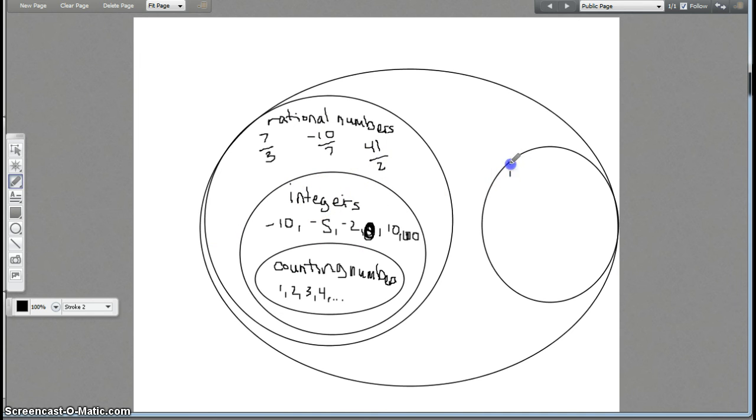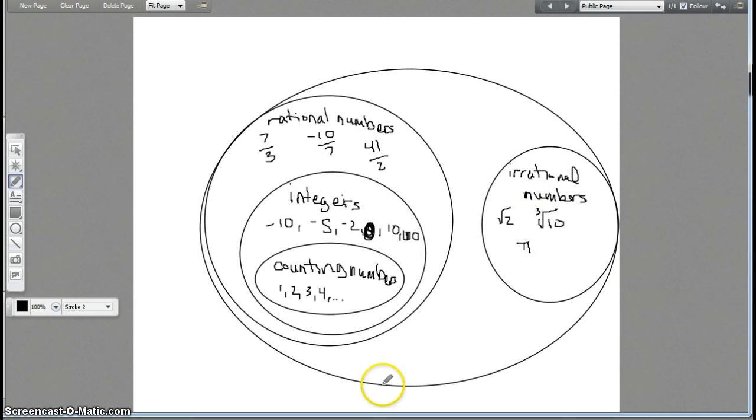Over here in this other circle on the right, we have our irrational numbers. Notice the irrational numbers don't overlap the rational numbers at all. The irrational numbers are numbers like square root of 2 and cube root of 10 and pi. Those are all irrational numbers. None of these numbers can be written as a fraction of two integers.